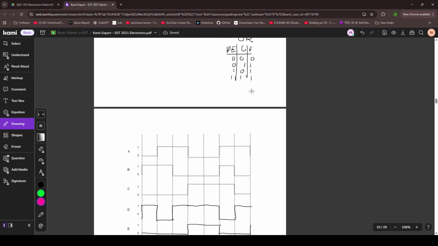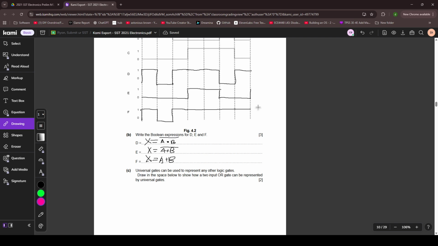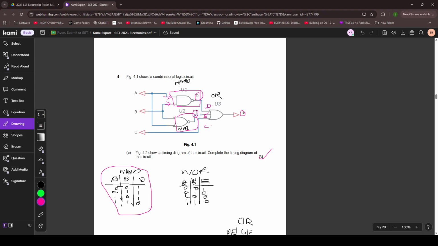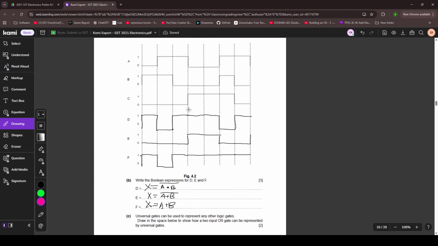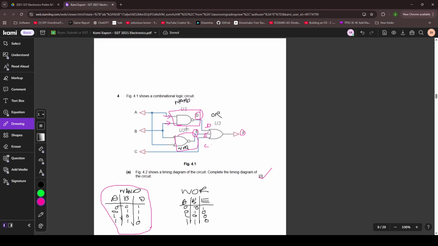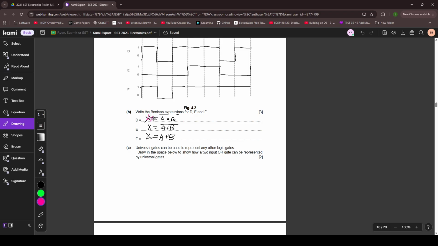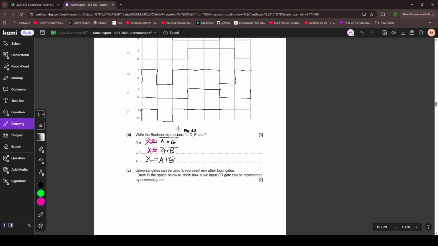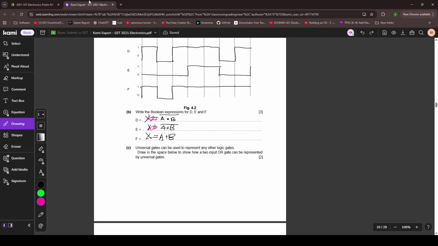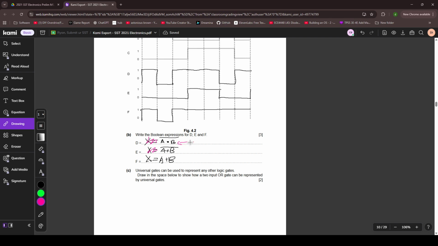So yeah, good. Write the Boolean expression for D, E, and F. D and E is just writing the Boolean expression for the NAND gate and the NOR gate. Just don't write X equals, because X equals something is an equation. An expression is just like this. Am I about to get embarrassed? No. So yeah, this is for the NAND gate. This is for the NOR gate.